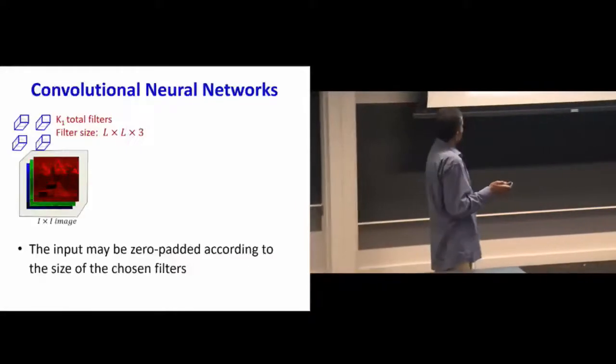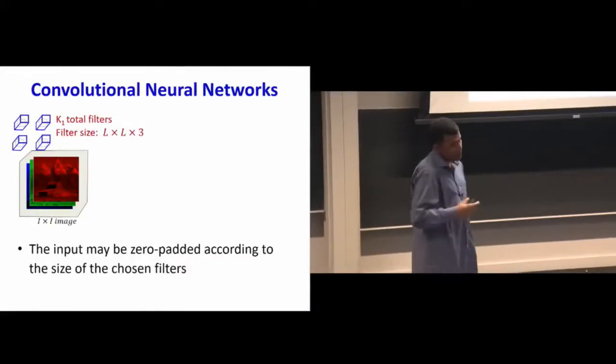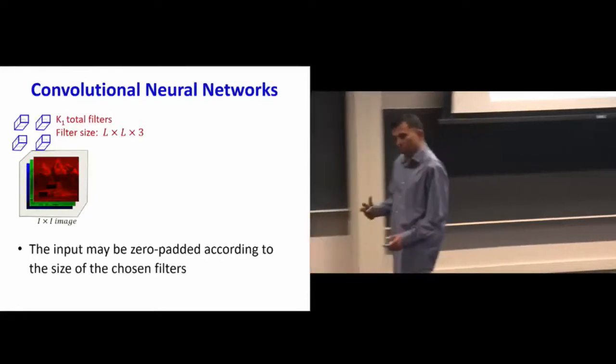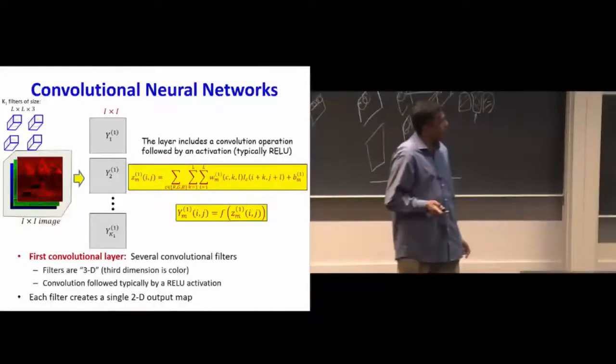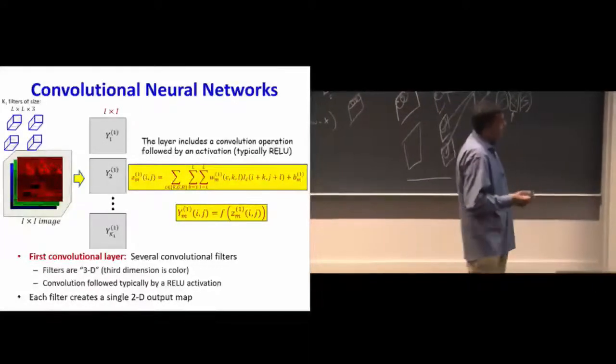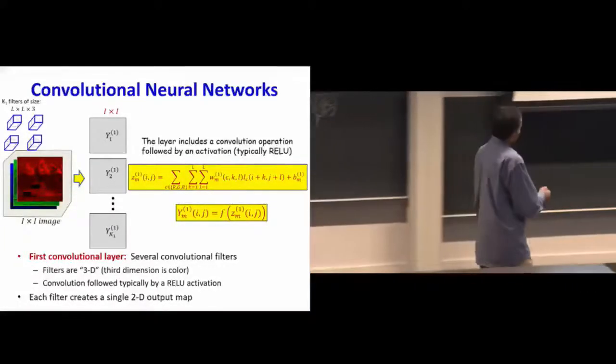Strides are typically 1 or 2. So I scan these, and depending on whether I really want the size of the output to change or not, I may or may not pad with zeros. Once I scan it, I'm going to get a bunch of outputs. The actual scanning is computed in this manner.